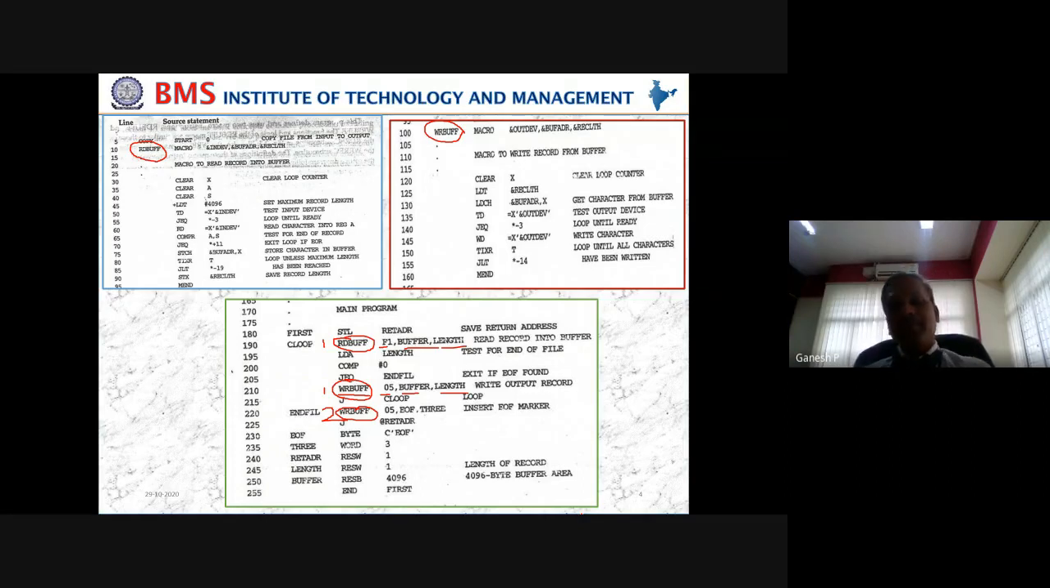What is that problem? There is no problem with the name table. There is no problem with the definition table, but the problem comes with the argument table. The existing macro actual parameters will be replaced by the new parameters. So in our case, right now 10 and 20 are there. Now 10 and 20 will be replaced by 30 and 40.